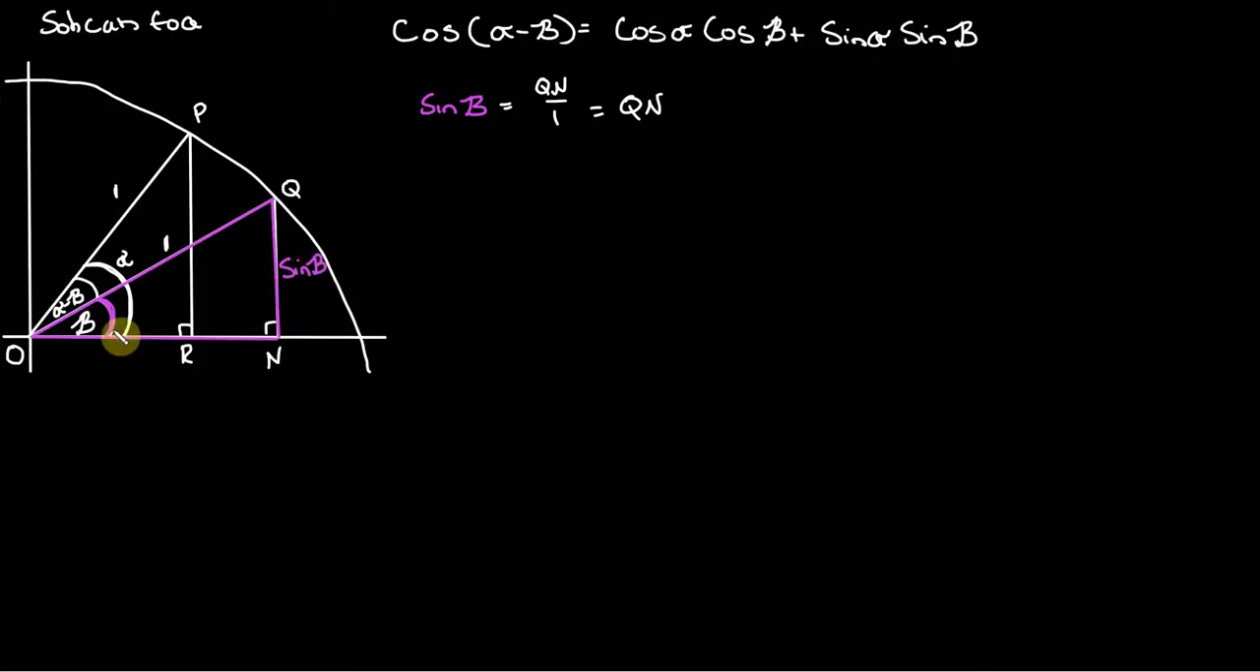What about cos beta? Well, that would be this entire length ON. So we can write cos beta equals ON. And again, cos is adjacent over hypotenuse, therefore it's ON over 1, which just equals ON. So cos of beta, this entire length, and maybe I will just highlight this point like this, ON, this entire length is cos beta.